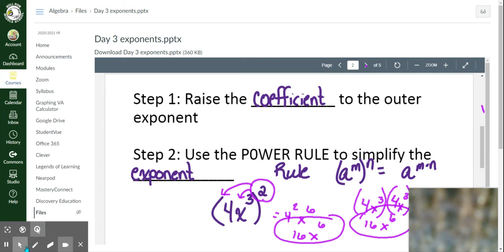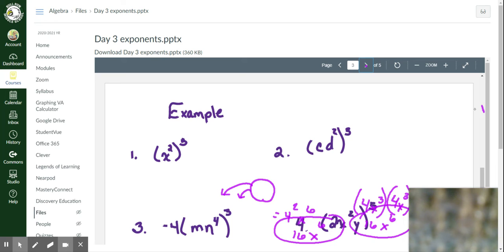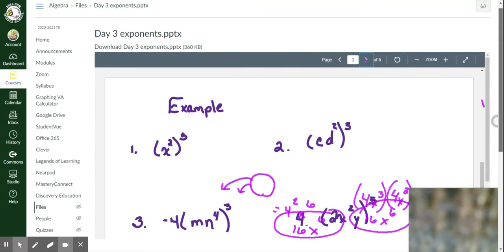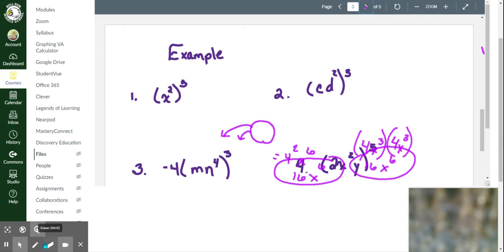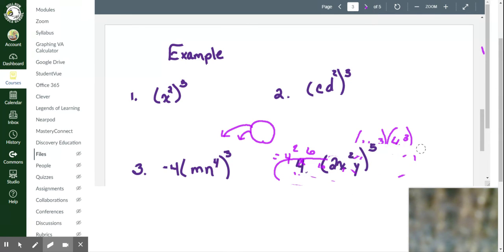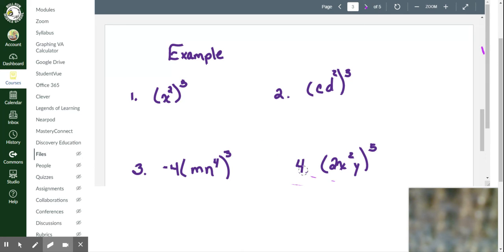Hopefully, we are moving on along here. We have more of these, and I have to erase just real quick. So some of our other examples are included here, and I'm just going to run through them fairly quickly. 2 times 5, that would give us x to the 10th.